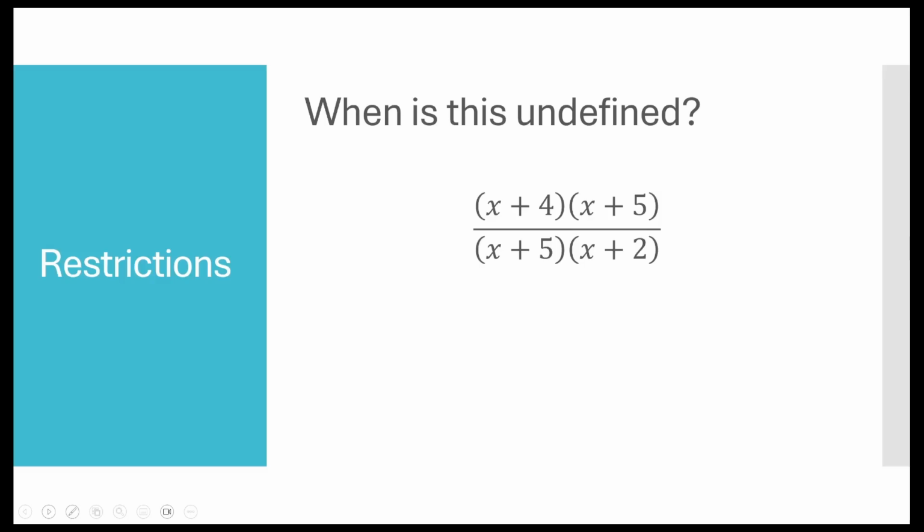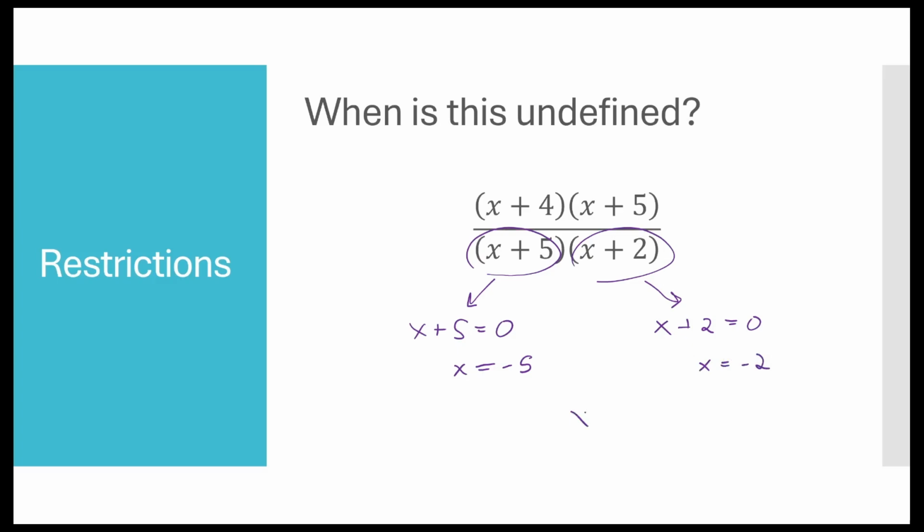Thinking back to those restrictions, this is just an expression, so we could plug in infinitely many values for x, but there are two that would break this. So let's take a look. If the bottom was equal to 0, so either x plus 5 was equal to 0 or x plus 2 was equal to 0, then this expression wouldn't work. So we really cannot plug in -5 or -2. Those are our values of x that would make this undefined. So we could plug in anything else for x and evaluate this at, say, x equals 3 or x equals -4, but we can't evaluate this at x equals -5 or -2 because it would be undefined.